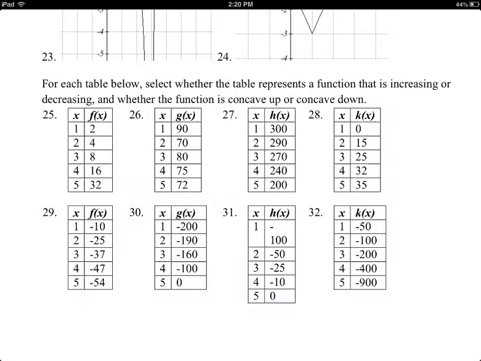All right, so now we have to look at a table, and we have to decide, is it increasing or decreasing? That part's easy. Then the next part is, is it concave up or concave down? Concave down is the hard part. It's like that, right? When it goes like that.